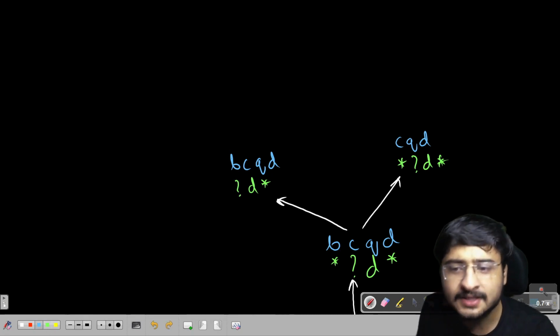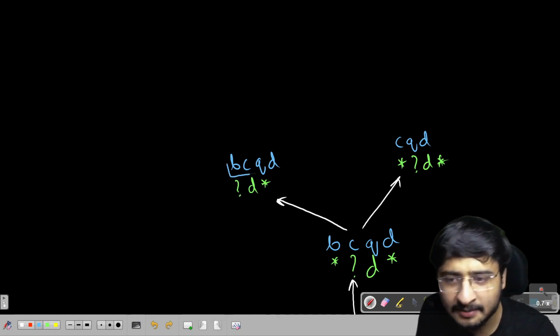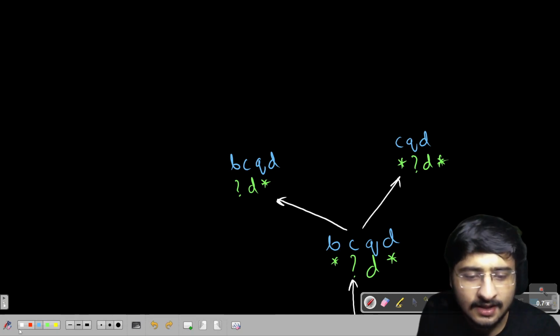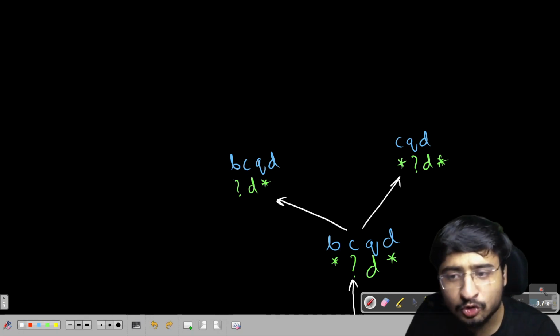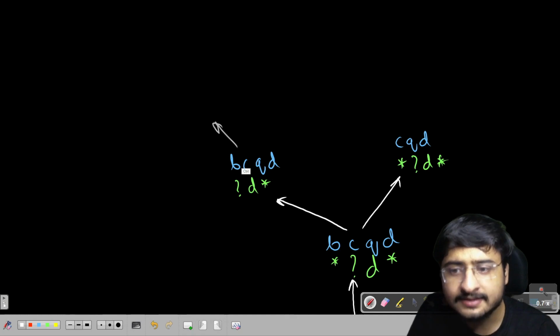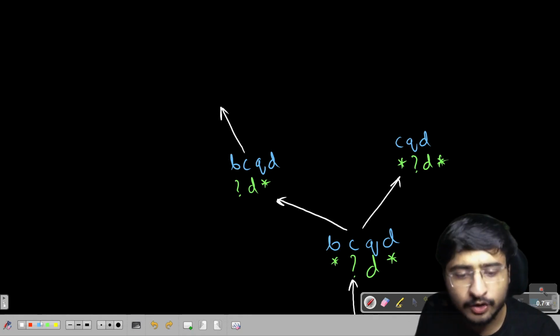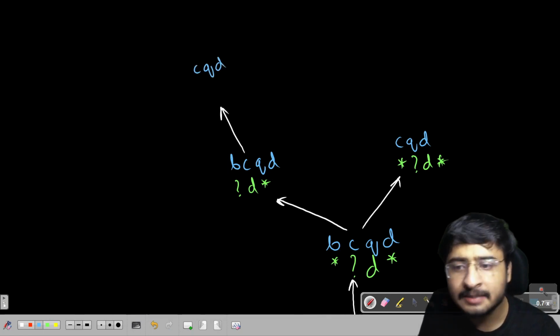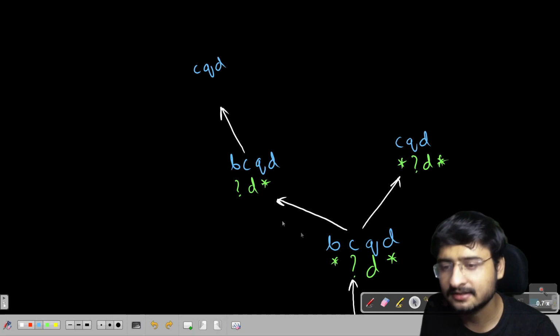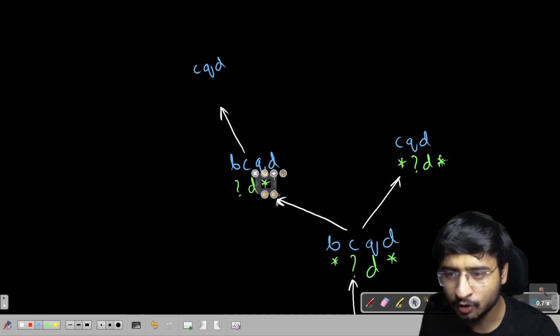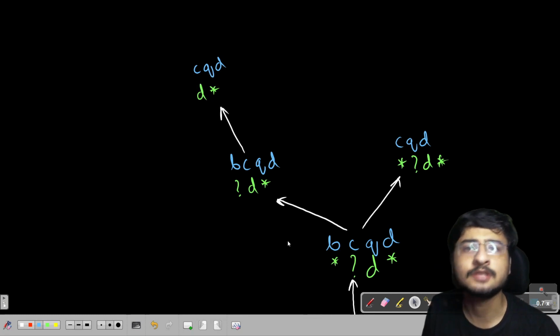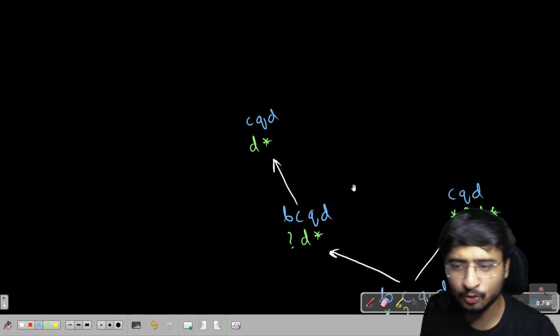From the pattern question mark D star and the string BCQD, the question mark is able to make a single call. In this call, question mark is saying I am getting matched with B. So if question mark is consuming this B, the remaining string is CQD. The remaining pattern is D star. I hope all of this is clear to everybody. Okay, let's explore this again.